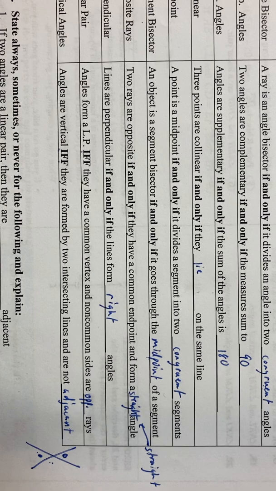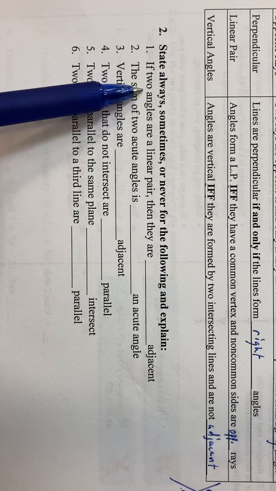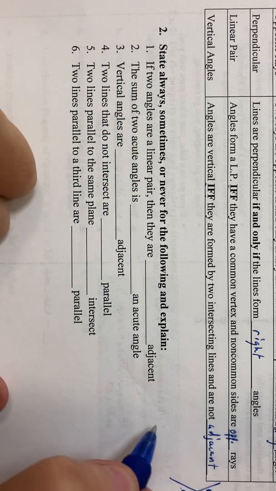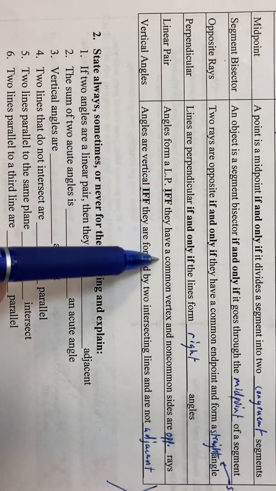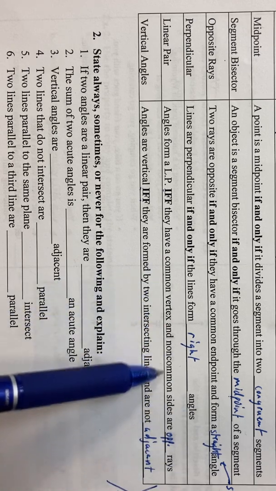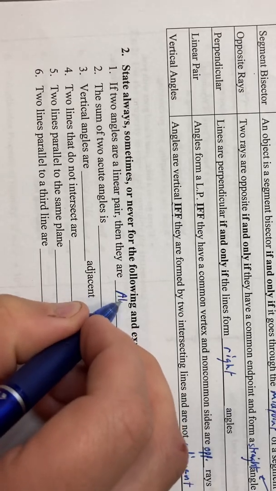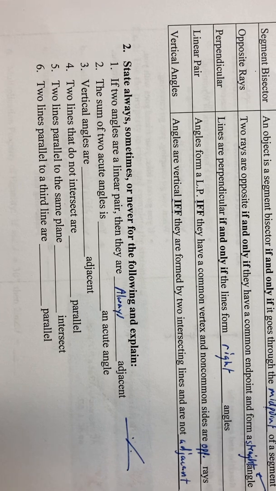Okay, next. Number 2. Say always, sometimes, never. So obviously, pause the video. Try to fill it in yourself. Let's see what we come up with. If two angles are a linear pair, then they are, well, go to the definition. Angles are a linear pair if and only if they have a common vertex and non-common sides are opposite rays. Having a common side is always true. Linear pairs will always be next to each other and adjacent.